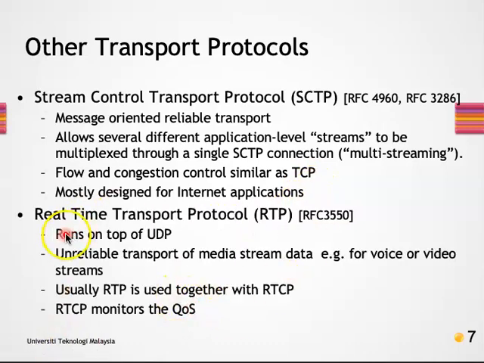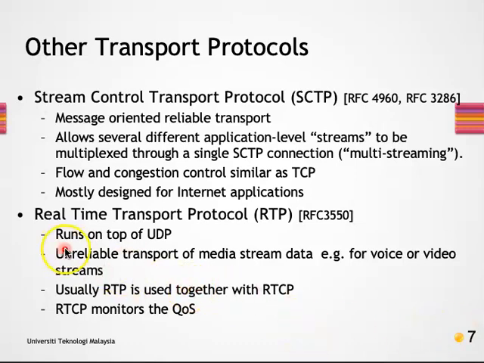Another popular protocol is Real-Time Transport Protocol, or RTP, which can be found in RFC 3550. But this RTP runs on top of UDP to provide unreliable transport of media streams, for example, voice or video streams. It is also used together with RTCP. RTCP means Real-Time Transport Control Protocol, which is used to monitor the quality of service.